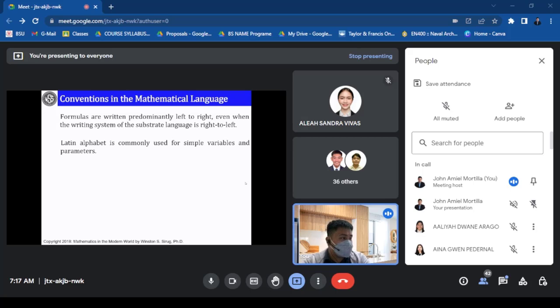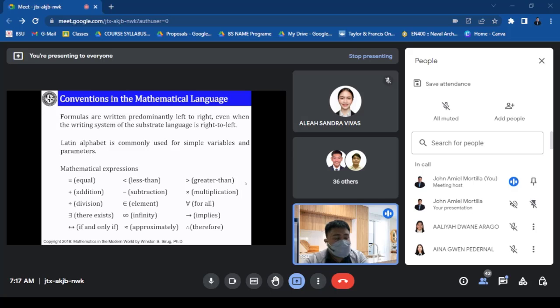Okay, so Latin alphabet. The Latin alphabet is alpha, beta, gamma. These are the commonly used variables. So what you see like dy, dx in your integral calculus or differential calculus, those symbols that you see there are our Latin alphabet. And those are the simple variables.